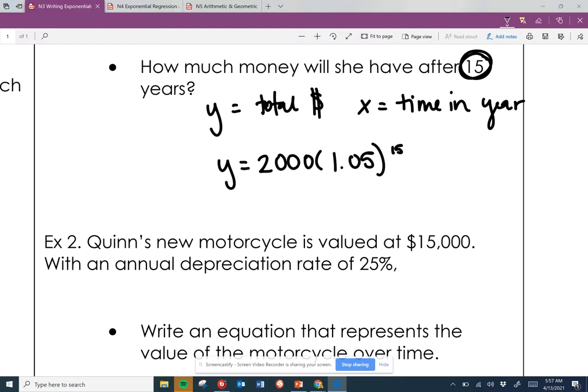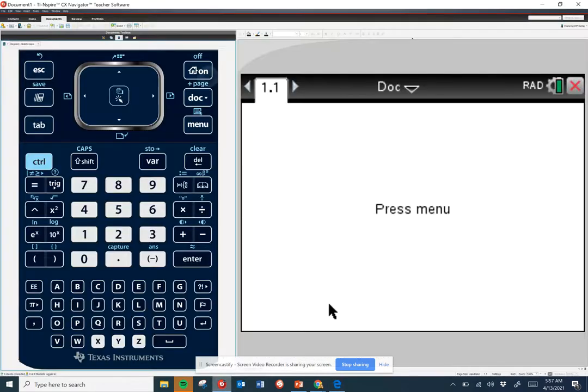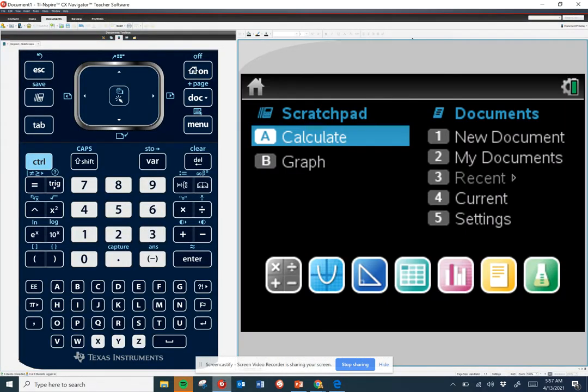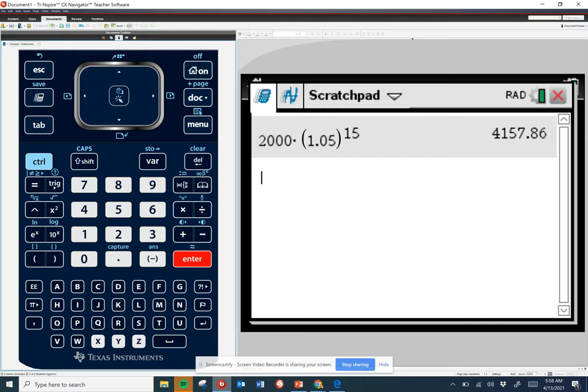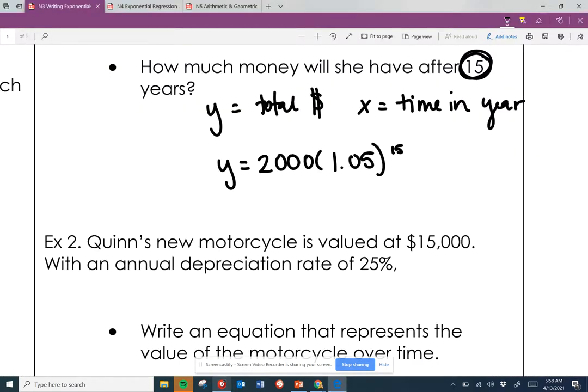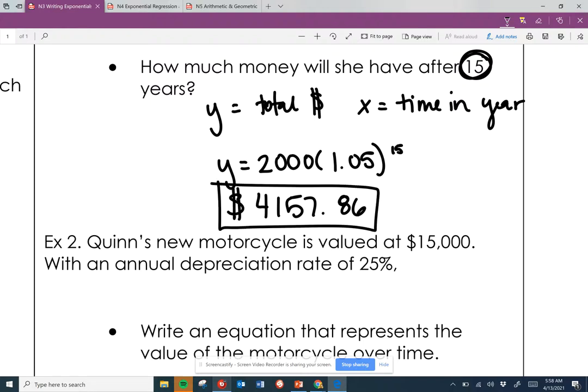And in order to find the answer, we'll just go to our calculator. We'll go to the calculate screen and type it in how we see it after the equal sign: 2,000 parentheses 1.05 raised to the power of 15. And that gives us 4,157 and 86 cents. We want to make sure that on these problems that it's asking you to solve, you include a label. Our label here will be dollars.